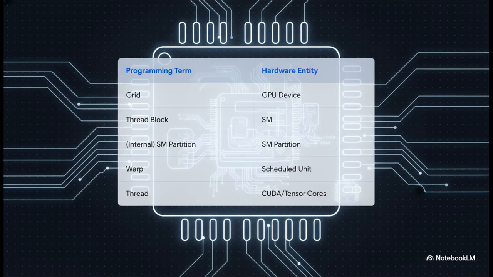The internal SM partition, with its warp scheduler, well, you don't see that in your code, but it's the engine of hardware efficiency. The warp of 32 threads is the actual scheduled unit. And finally, your individual thread maps right down to operations on the physical CUDA or tensor cores. You write the abstract code, the hardware physically runs SMs, partitions, warps, and cores.